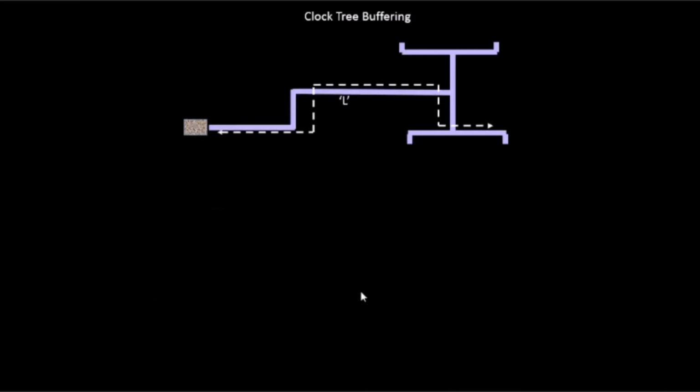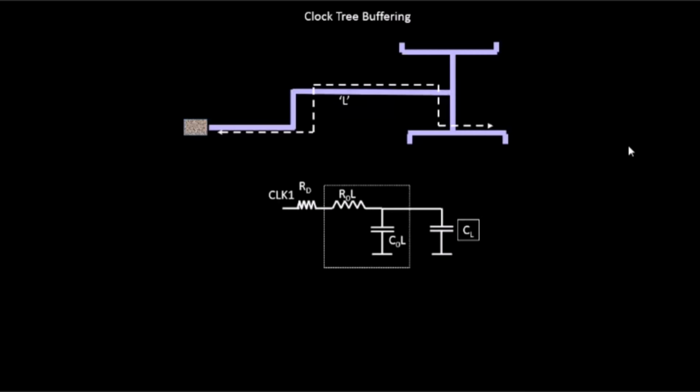In conclusion, we had this clock tree network, and we approximated it as an RD, which is nothing but the driver resistance of the clock port. R0L and C0L are the per unit length resistance and capacitance multiplied by the length. So R0L denotes the complete resistance of this wire, and C0L denotes the complete capacitance of this wire. The load is the input load capacitance of the flip-flops present here.